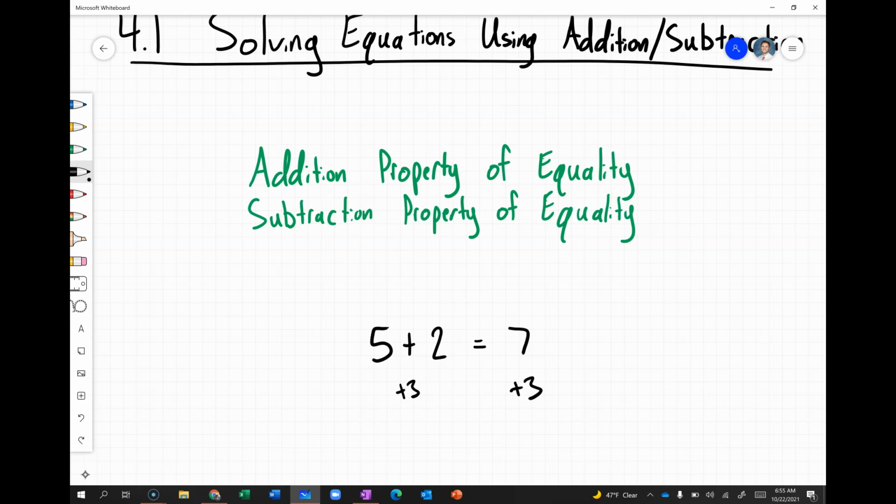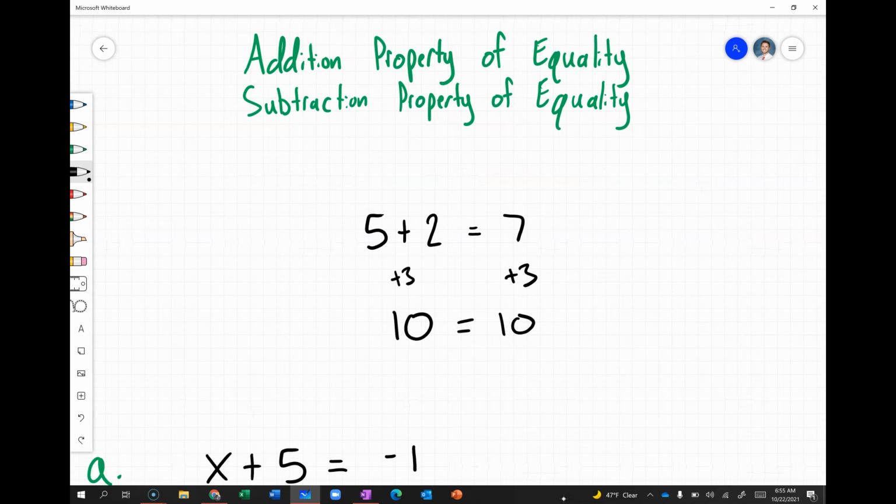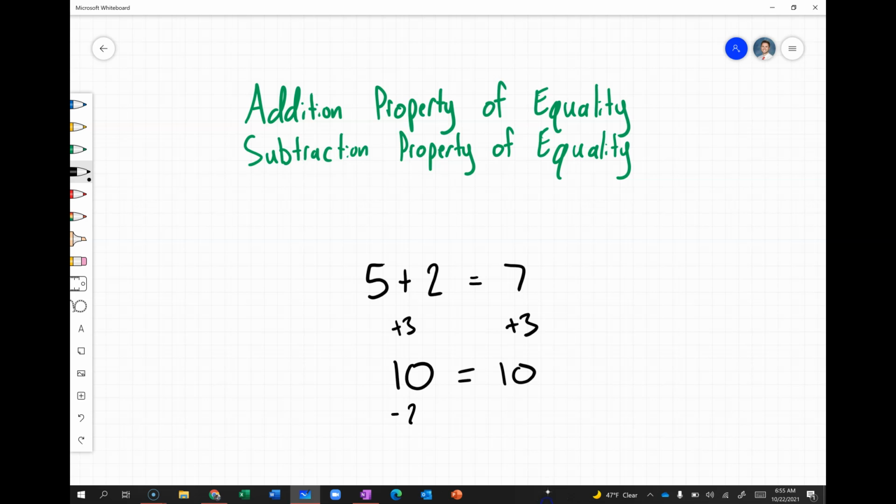And we can see that that's true because 5 plus 2 is 7, 7 plus 3 is 10, and over here 7 plus 3 is 10. So we can add the same thing to both sides of the equation and they remain equal. The subtraction property of equality says we can subtract the same thing from both sides of the equation. So for example, we've got 10 equals 10 here. If we subtracted 2 from each of these, that would leave us with 8 equals 8. So again, we can see subtracting the same thing from both sides of the equation, the two sides are still equal.